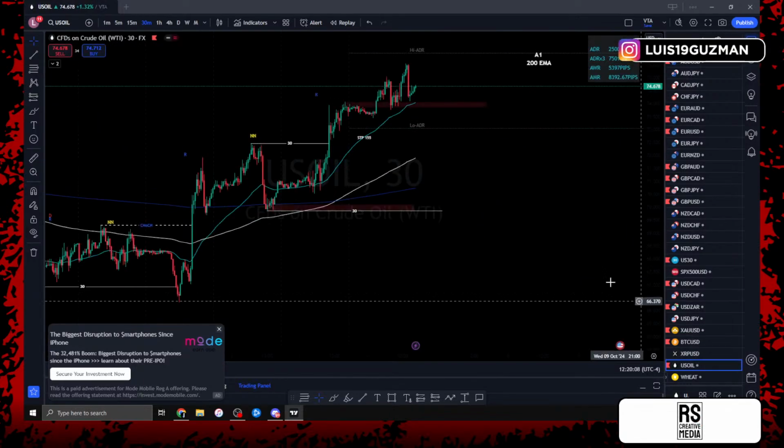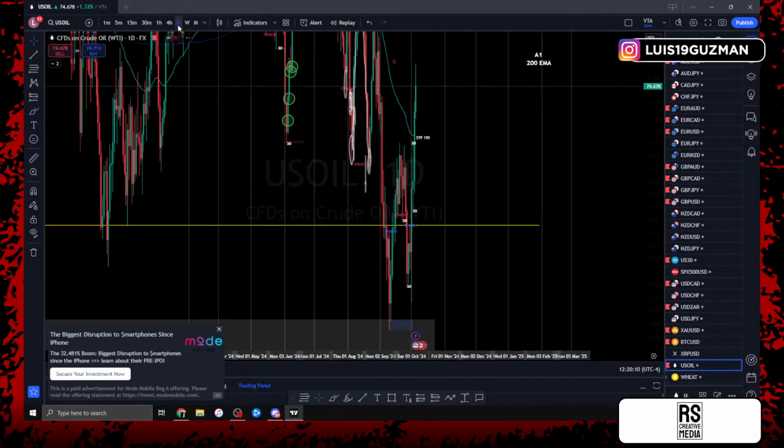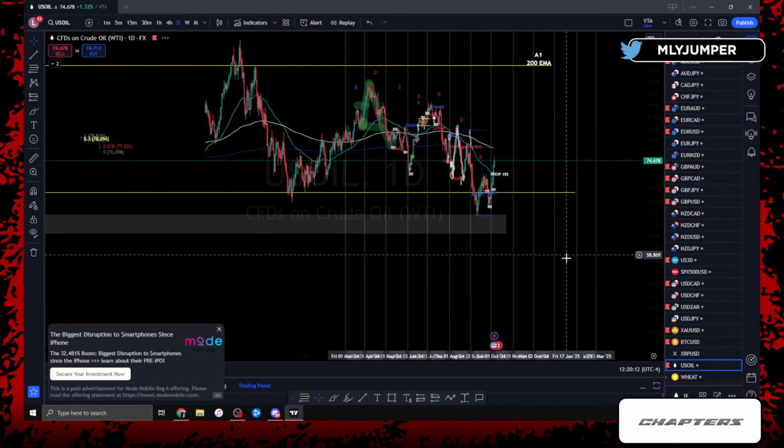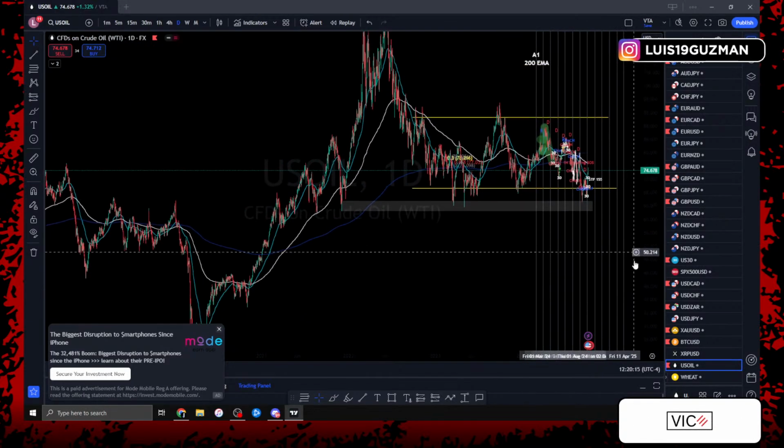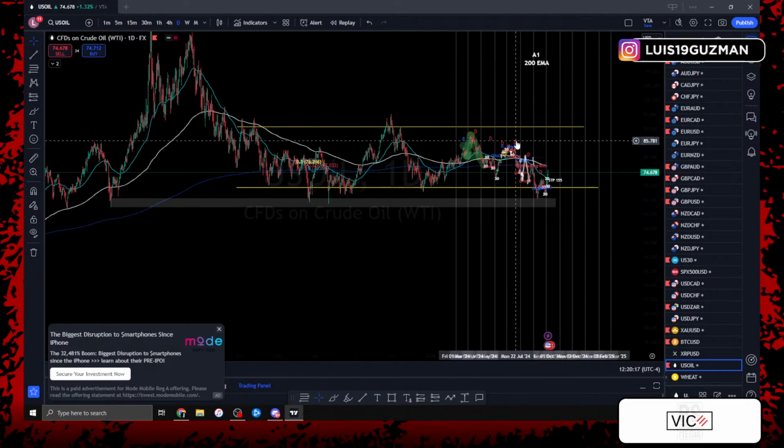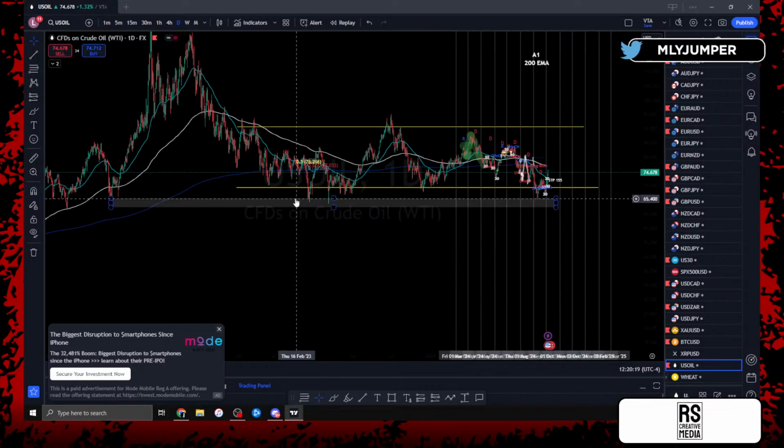And then US oil daily time frame. Again, guys, any questions, let me know. Any other pairs you guys want me to go over, let me know. US oil, we're in A1. We're in the first zone of consolidation, looking for that second push to the bottom. Again, we're at the bottom of the zone of consolidation, rejecting lows.